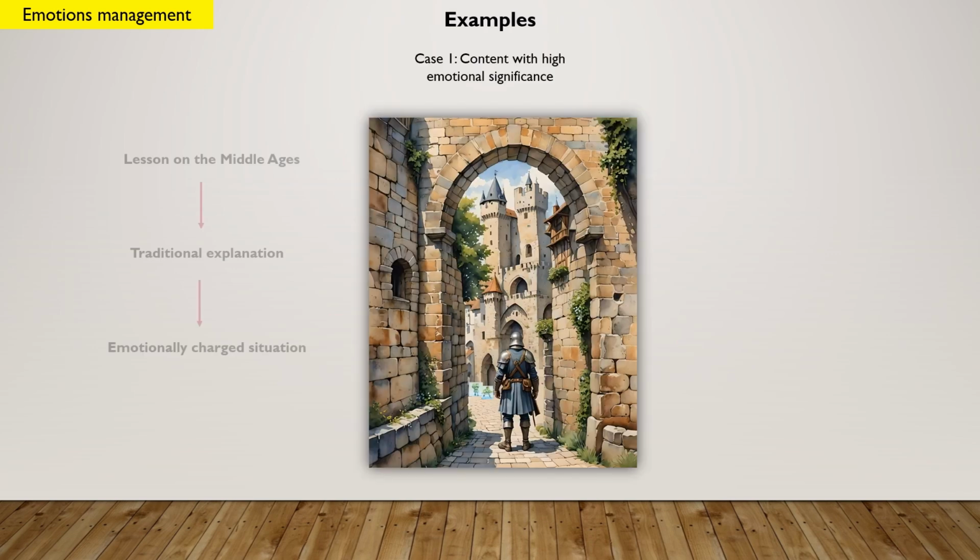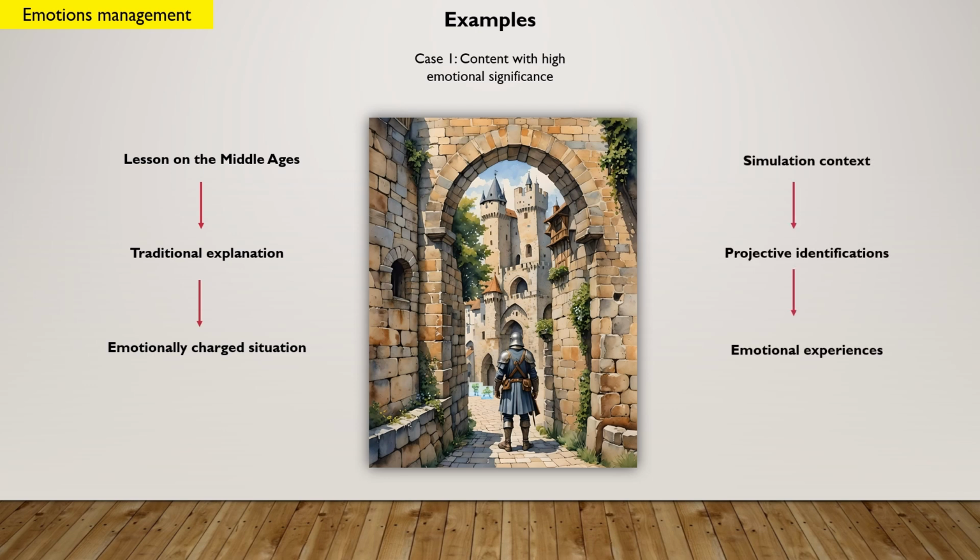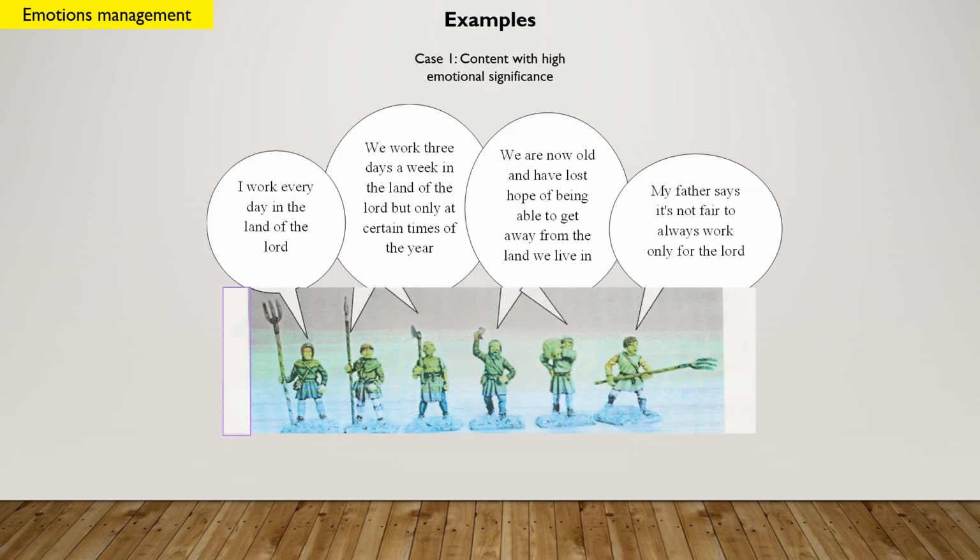In the first case, let's assume a lesson on the Middle Ages in which, during a traditional explanation, an emotionally charged situation is inserted at a certain point, which, by leveraging mechanisms of projective identification, intends to make you feel emotions. To begin, imagine you are a knight visiting a nearby fiefdom whose lord is reputed to be very authoritarian. At a certain point, you see a group of very agitated serfs coming towards you and stopping you to talk to you. You are a little wary because you are in a foreign land and you do not know the true intentions of these peasants.